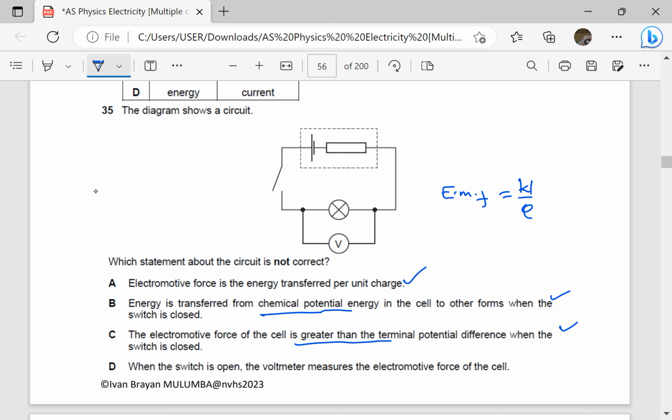When the switch is open, the voltmeter measures the EMF of the cell. When the switch is open, the voltmeter actually will give no reading because there is no current flowing in the circuit, so there is no PD across the battery, so this is not correct. However, if the switch was closed, the voltmeter could give the PD between the terminals of the cell. It will not give the EMF. But if the voltmeter had been connected across here and the switch is open, then it would be giving the EMF.